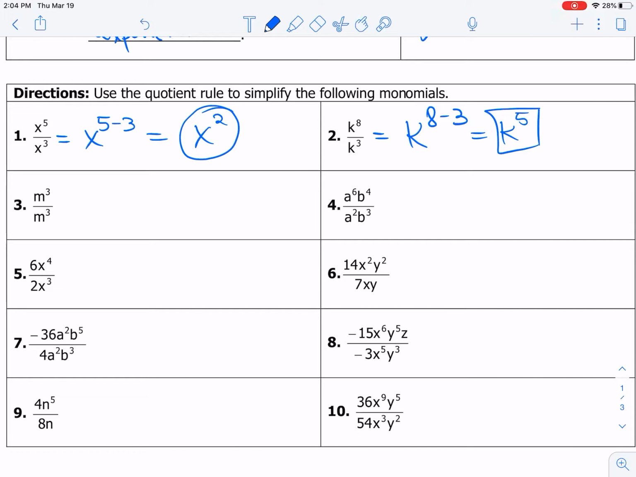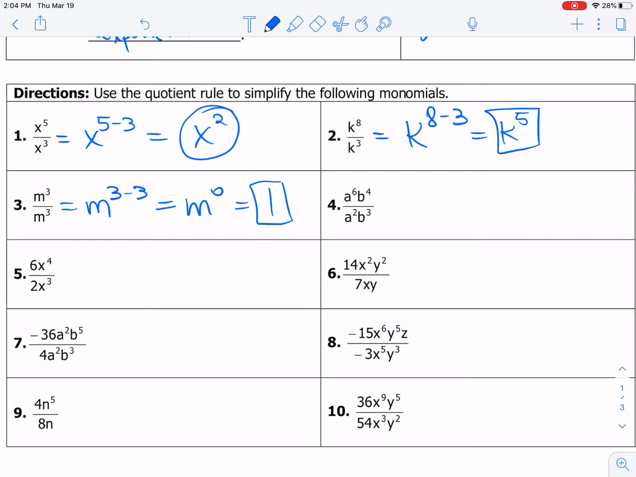For number 3, I have m to the third power divided by m to the third power. So this is equal to m to the 3 minus 3, which is m to the 0 power. Now anything raised to the power 0 is equal to 1.